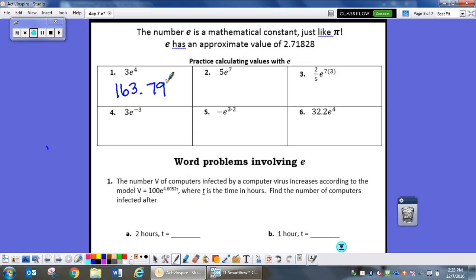Number 2 is just like number 1, as is number 6. So definitely should be able to do 2 and 6 on your own. So I'm going to put a big fat O-yo.